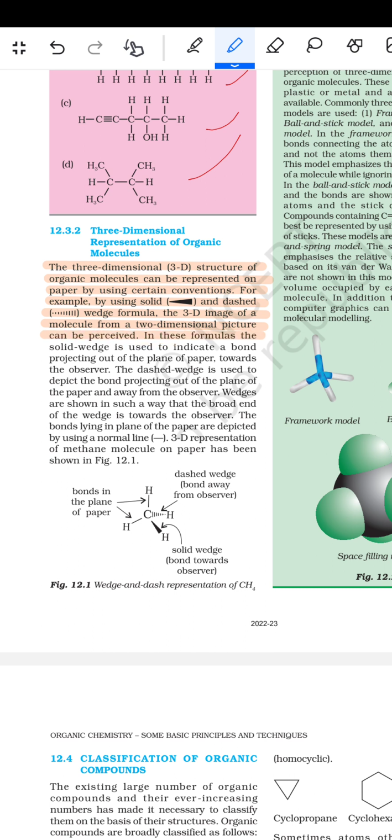In this formula, the solid wedge is used to indicate a bond projecting out of the plane of the paper towards the observer. The dashed wedge is used to depict a bond projecting out of the plane of the paper and away from the observer. Wedges are shown in such a way that the broad end of the wedge is towards the observer. A bond lying in the plane of the paper is depicted by using a normal line. The 3D representation of the methane molecule on paper has been shown in figure 12.1.